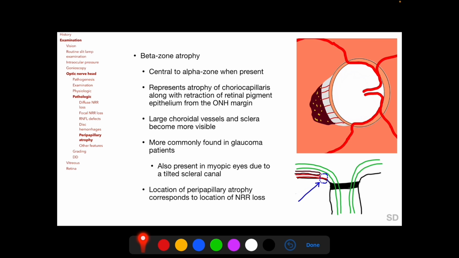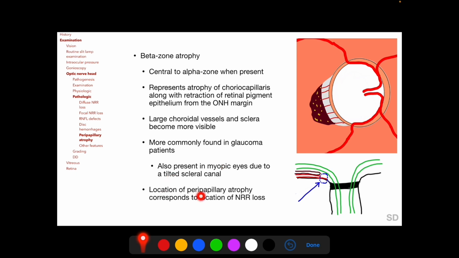Because of this atrophy of choriocapillaries and retraction of retinal pigment epithelium, large choroidal vessels and sclera become more visible in an area of beta zone atrophy. Beta zone atrophy is more commonly found in glaucoma patients as compared to non-glaucomatous individuals. Unlike alpha zone atrophy, which is found in both glaucomatous and non-glaucomatous individuals, beta zone atrophy can also be found in myopic eyes due to a tilted scleral canal.